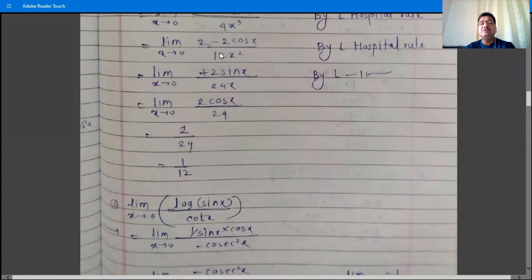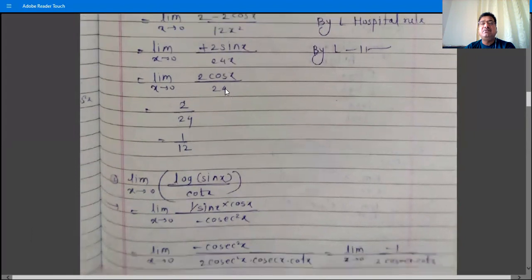So 2 minus 2 is 0, and 0 square is 0. So 0 by 0, again apply L'Hospital rule. By L'Hospital rule, limit x tends to 0, the derivative of 2 is 0, minus 2 cos x, derivative is minus sin x. So minus minus become plus 2 sin x divided by 24x.